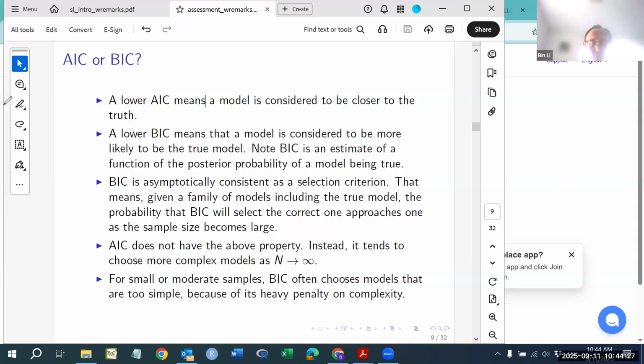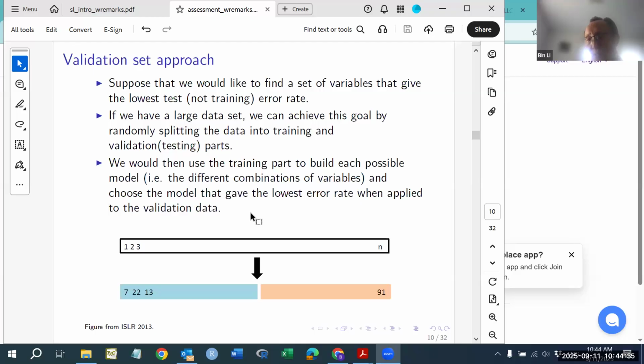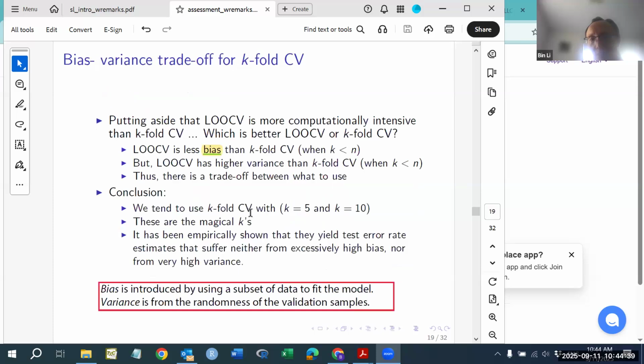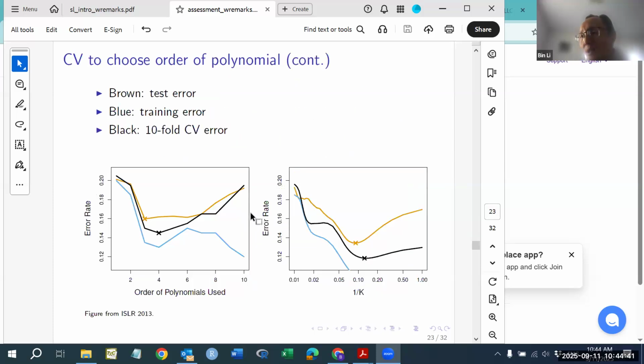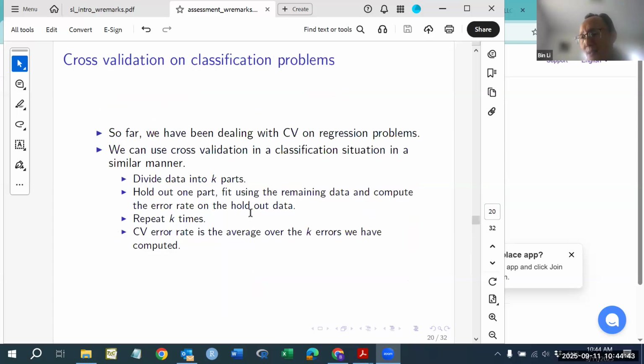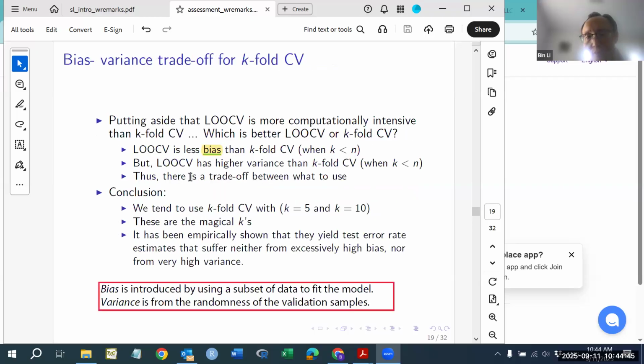Okay, so let's stop here, and next time I will continue and finish the assessments for the validation approach and leave-one-out cross-validation. Just read the slides and we will move on faster. Okay, let's stop here.